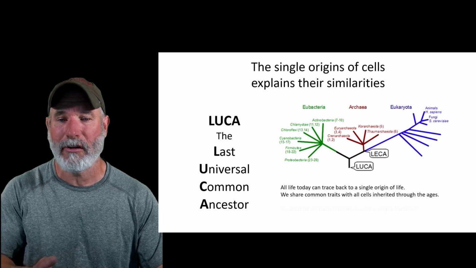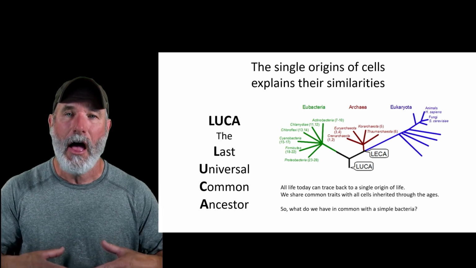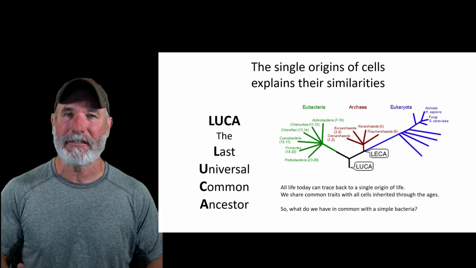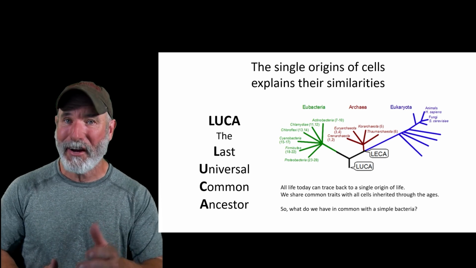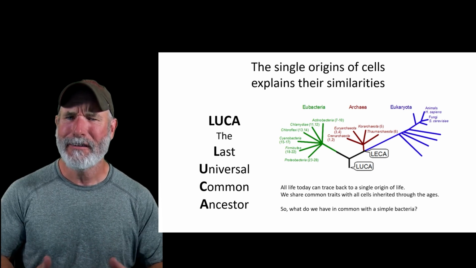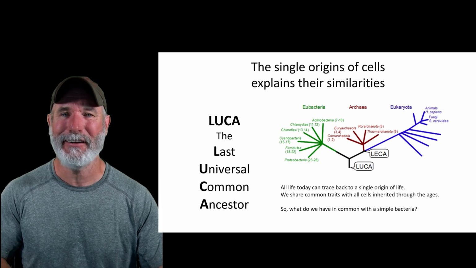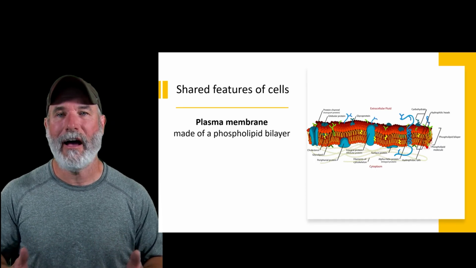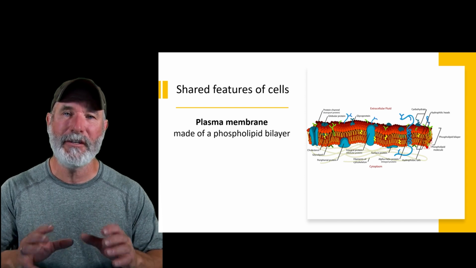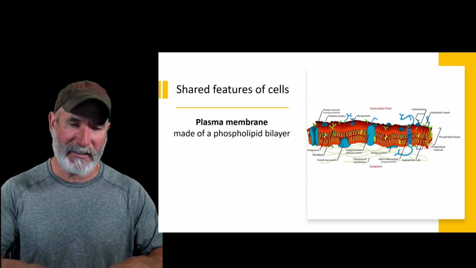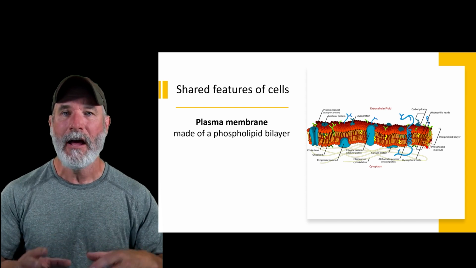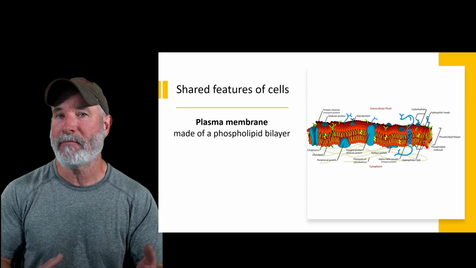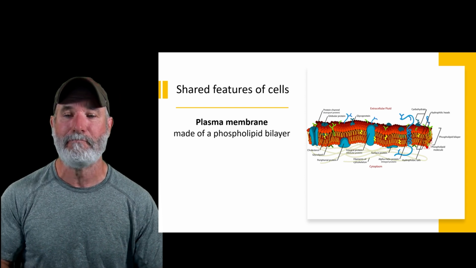But all life, we share these common features that we've been inheriting. So the question is, what do you share in common with bacteria, right? I know, bacteria, so different. Well, first of all, we all have a plasma membrane. Every cell is a system, and that system is surrounded by this membrane that separates the living cell from its outside world. And that membrane is made of a phospholipid bilayer.